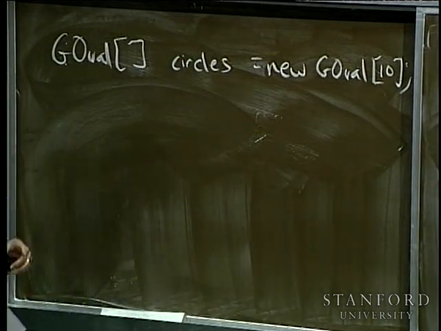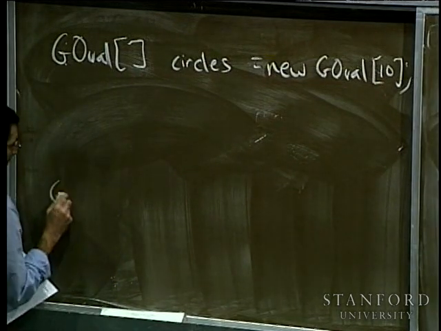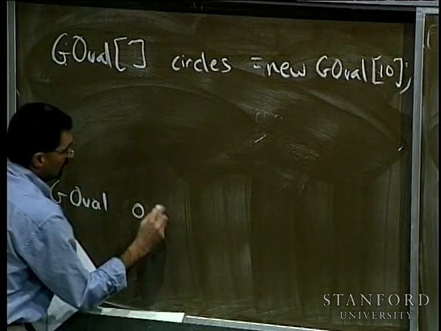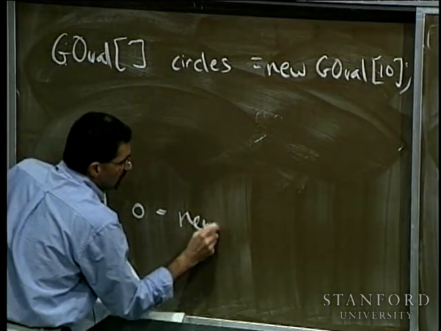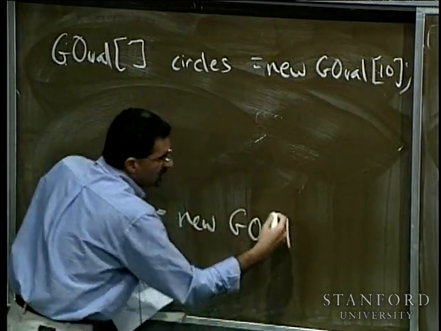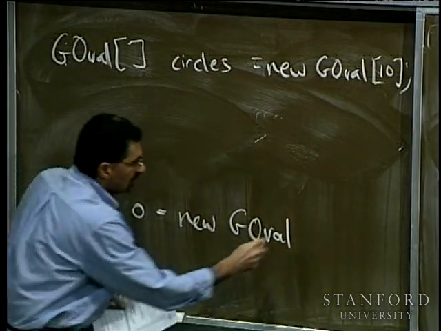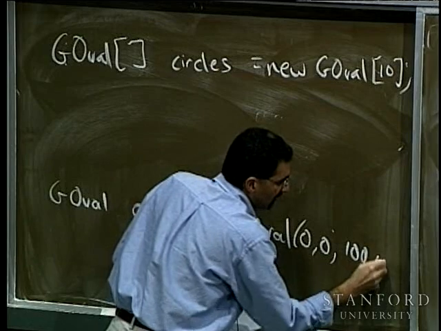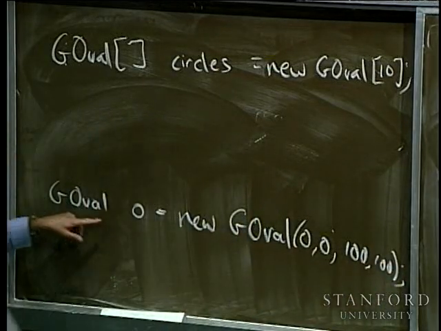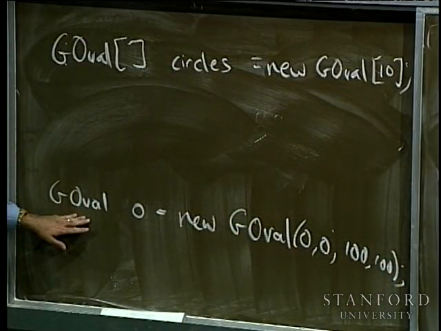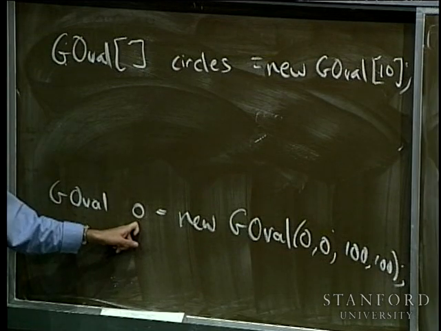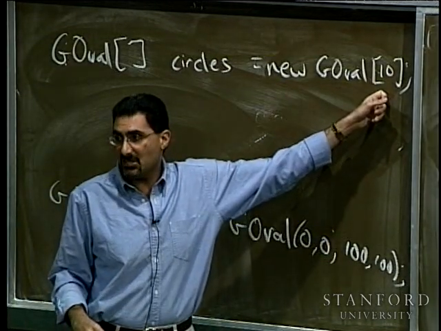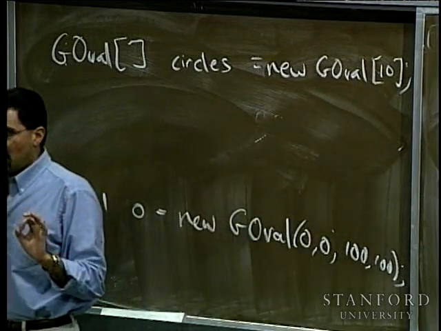If I wanted to create one new oval, I would say something like, I'll put it down here, GOval, and I'll just call this O for oval, equals new GOval, and then I would give it the parameters for the constructor, like some original xy location and some size, maybe 100, 100. What this is doing is creating one object of type GOval and assigning it to the value O. What this is doing is creating space for 10 GOvals, none of which have been created yet.